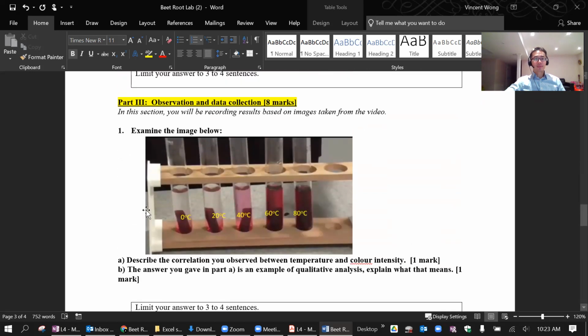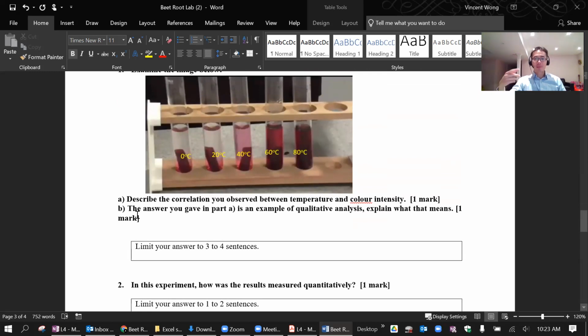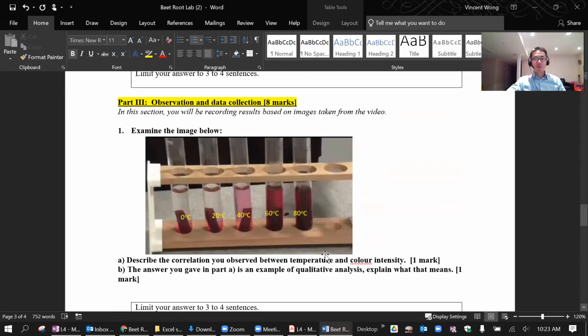Okay, here is another one. And again, if you don't catch everything I'm saying right now, because I'm going a little bit too fast, watch the last part of the recording again and make sure you understand it. Describe the correlation you observe between temperature and color intensity. Many people seem to not understand what I'm asking here. I am simply asking what happens to the color as the temperature goes up. So you would answer by saying, as the temperature increases, the color intensity, and then fill in the blanks. Does it get more intense? Does it get less intense?